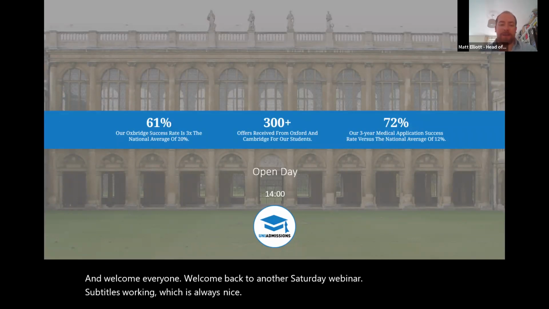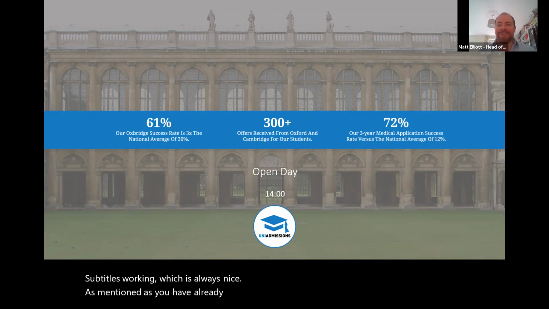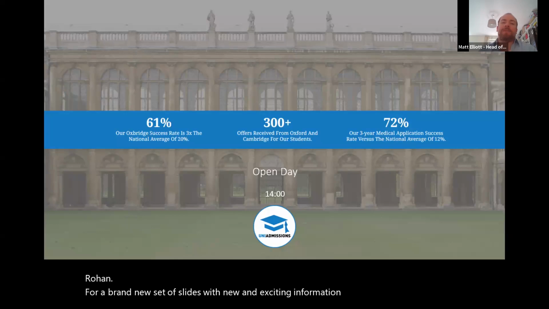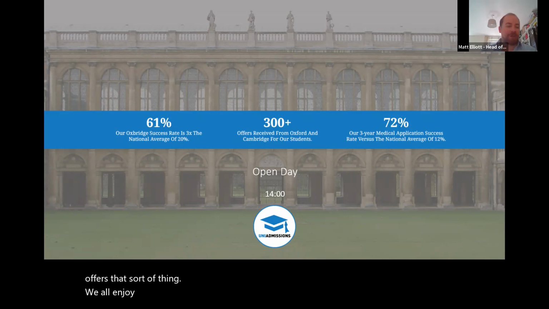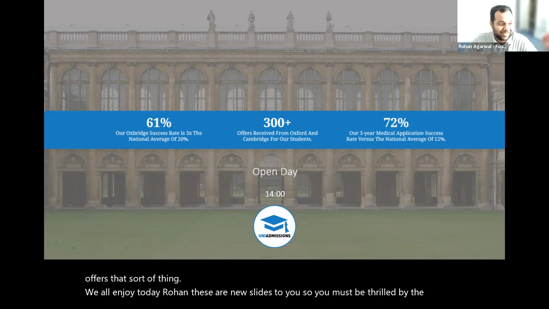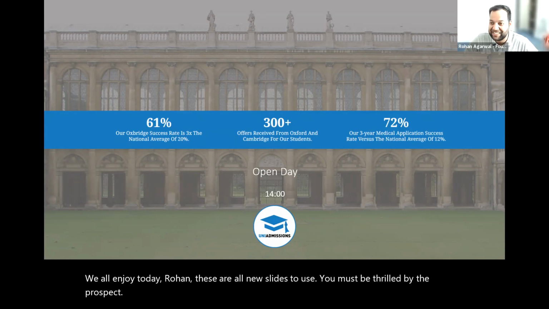As you'll have already heard, I'm joined this week by my colleague and boss, Rohan, for a brand new set of slides with new and exciting information about applications, graphs, offers, that sort of thing, for you all to enjoy today. Rohan, these are new slides to you, so you must be thrilled by the prospect. Yeah, I've had a sneak peek through them as well, so I'm very excited. I think it's going to be a really good one.